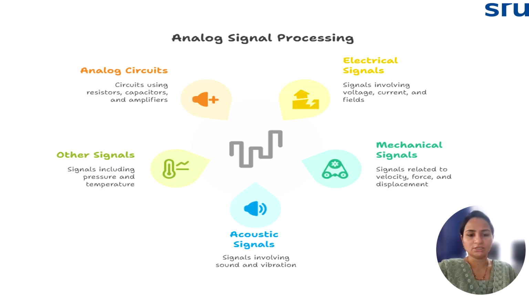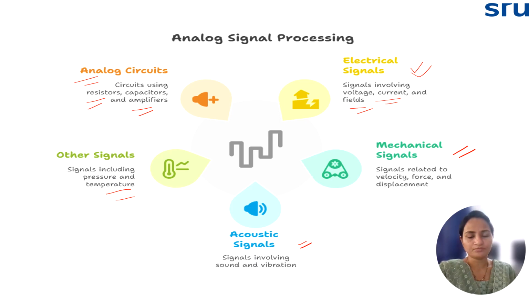Now we have analog signal processing. Analog signal processing uses analog circuits with resistors, capacitors, and amplifiers. This is in terms of electrical signals involving voltage, current, and electromagnetic fields. Other signals include pressure and temperature, and acoustics. These are the different fields of signals in analog signals. There are also mechanical signals, involving force, torque, displacement, and velocity, and acoustic signals involving sound and vibrations, right?